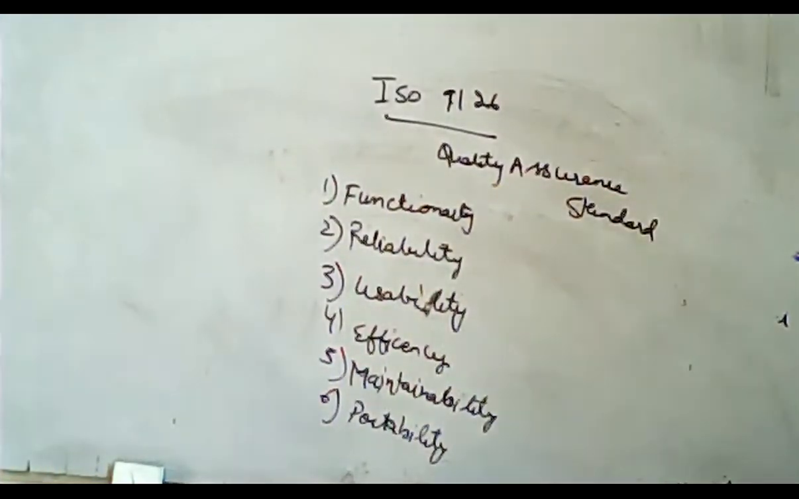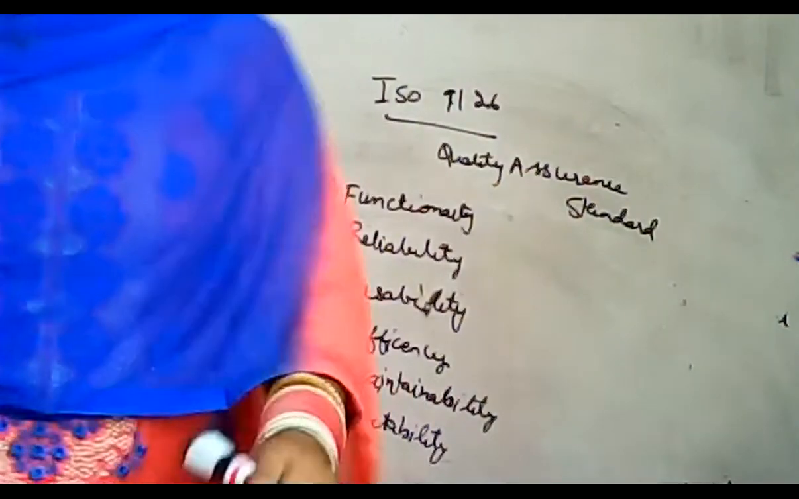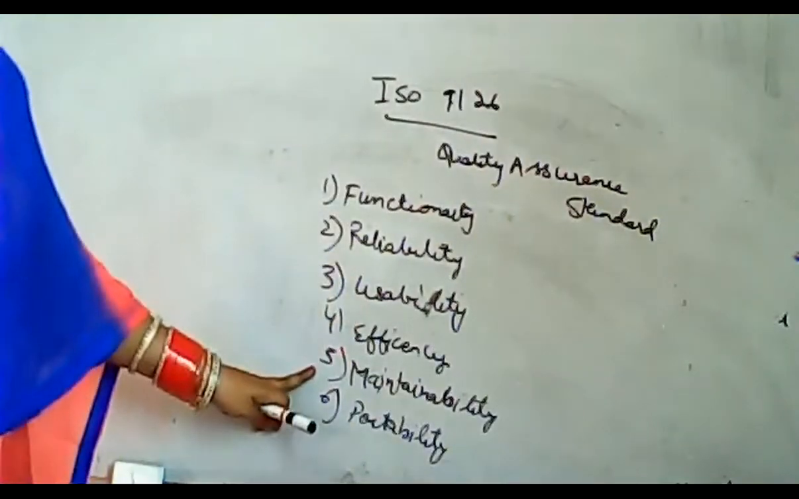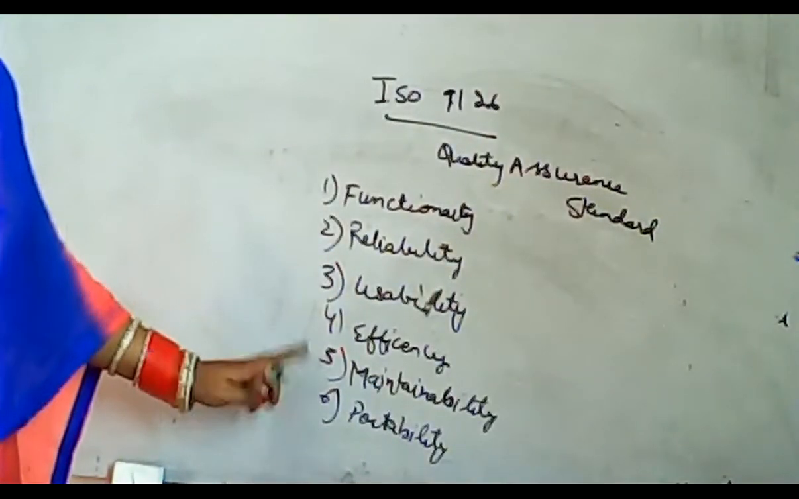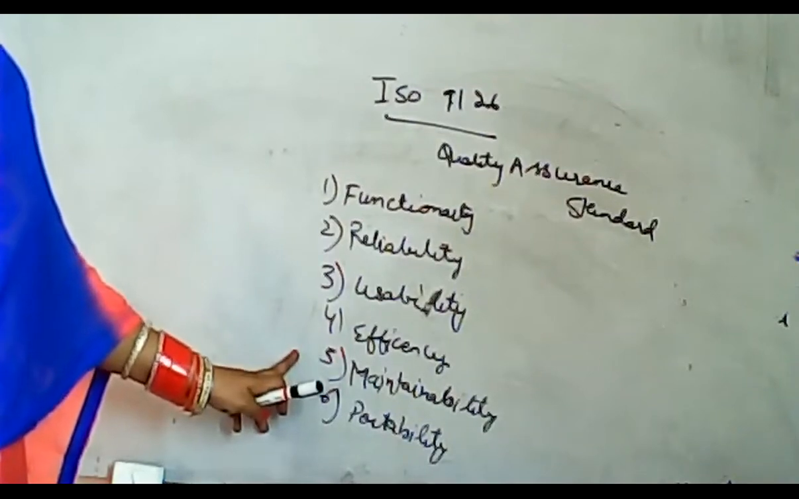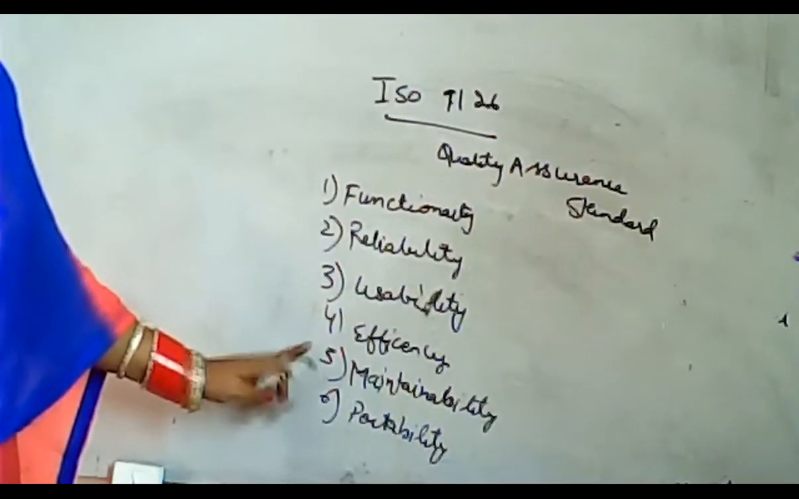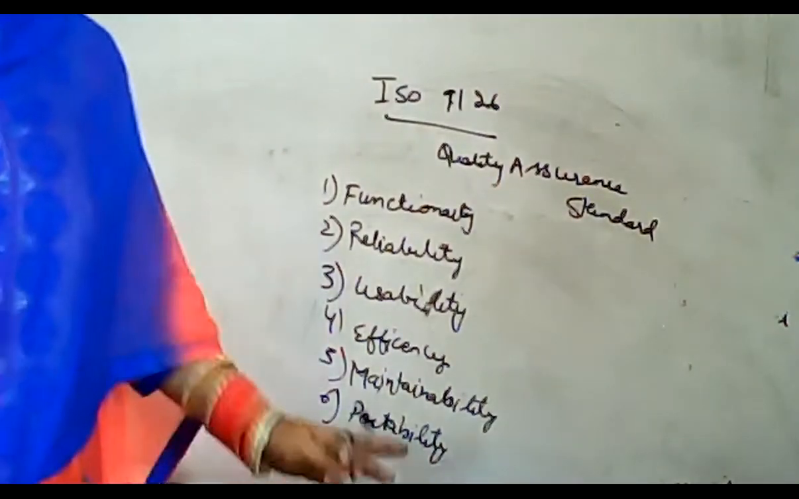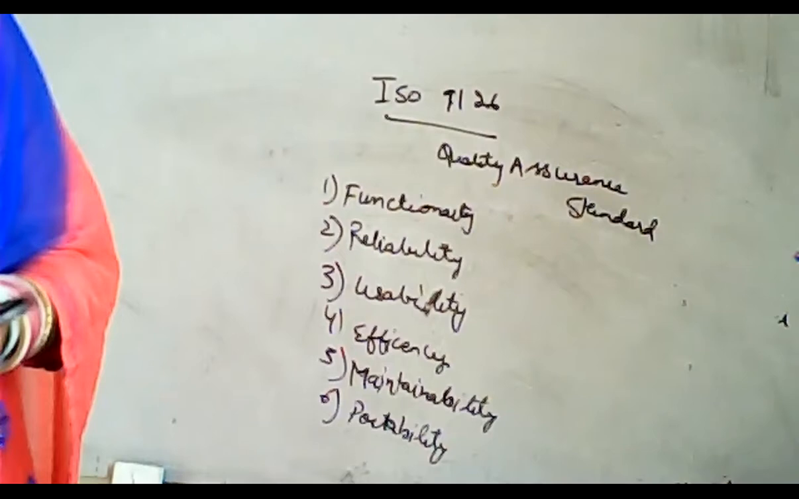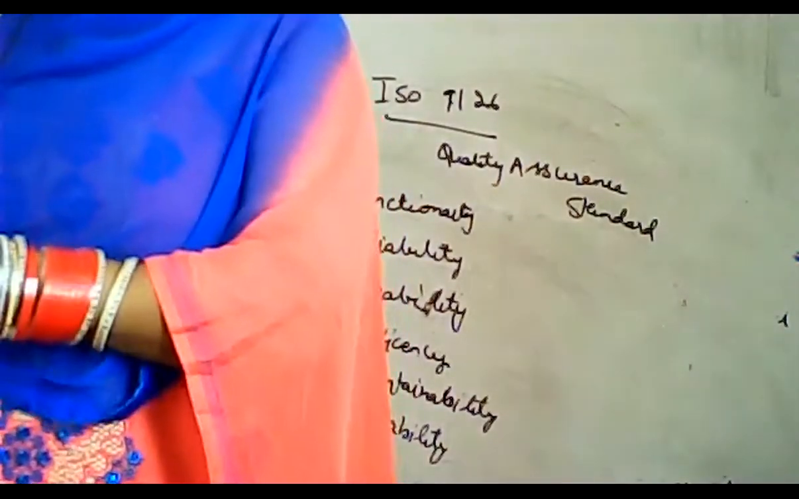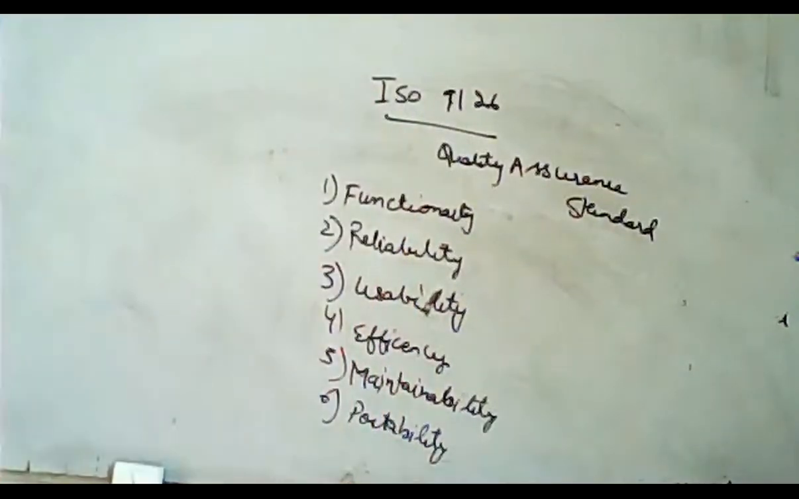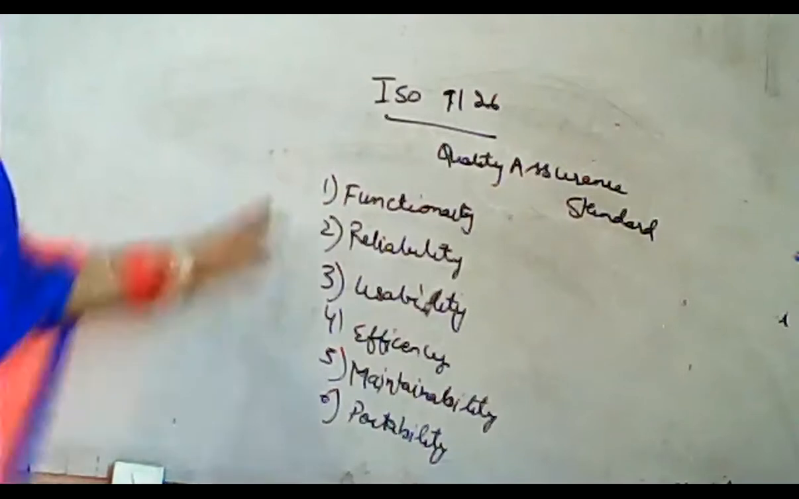Maintainability is characteristics related to the effort needed to make modifications, including corrections, improvements, or adaptation of software to changes in environment, requirements and functional specifications. That defines the maintainability. And portability is characteristics related to the ability to transfer the software from one organization or hardware or software environment to another. So that defines the portability. So that is called ISO 9126 as it has six standards.